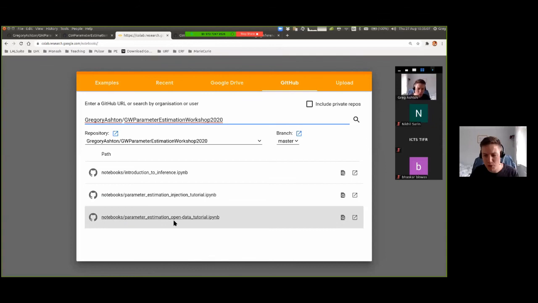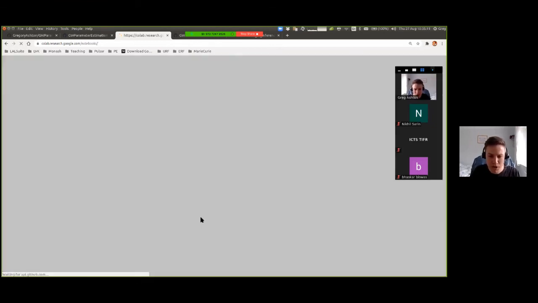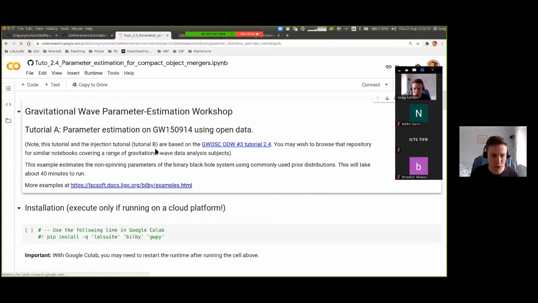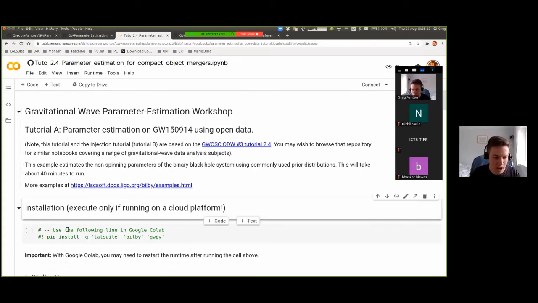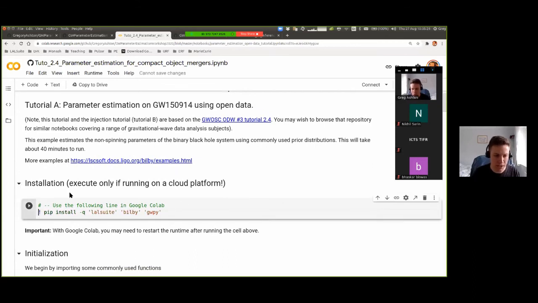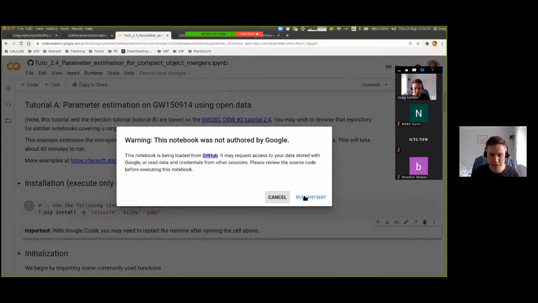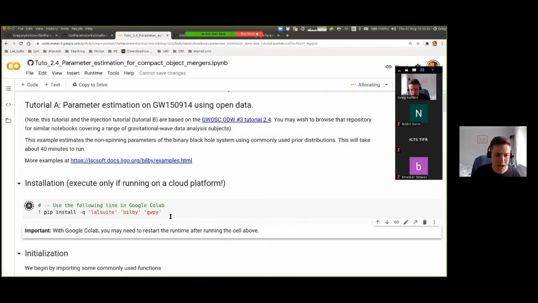The one that we want to start with is the parameter estimation open data tutorial. If you click that, it will take you through and you'll have a live version of the notebook running in the cloud. So there's no setup with this. The only thing that you need to do to get started is remove the comment on this line and hit enter. It will give a warning, but it will install the software. That's all you need to do to get started.